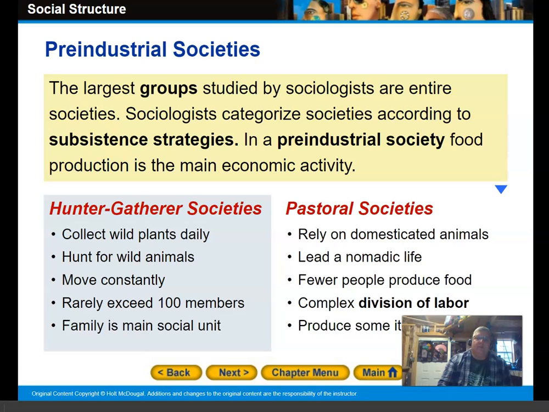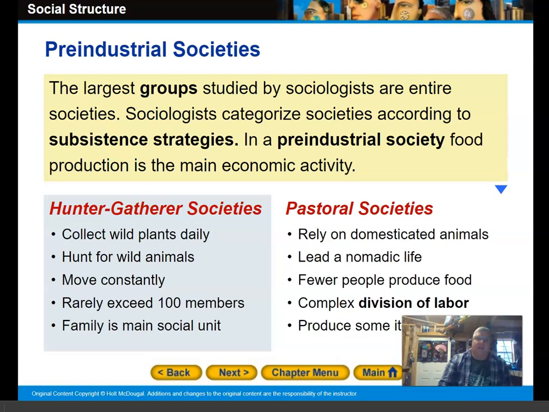So, pre-industrial. The largest groups studied by sociologists are entire societies. Sociologists characterize societies according to their subsistence strategies. In pre-industrial societies, food production is the main economic activity.